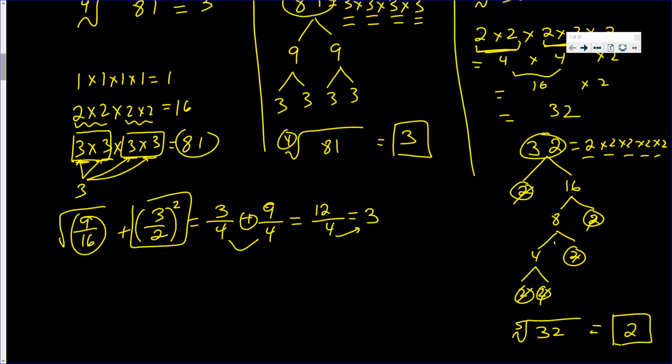12 divided by 4 is 3. I know that because 4 times 3 does equal 12. So if somebody asked you what this equals, you would be correct in saying it equals 3.